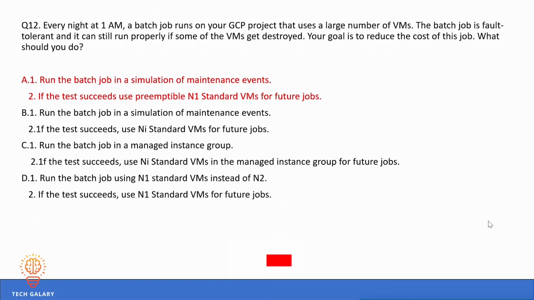Now let's take a look at option A. Run the batch job in a simulation of maintenance events. If the test succeeds, use preemptible N1 standard VMs for future jobs. Option A is correct because we will be making use of preemptible VMs, and these preemptible VMs can provide up to 80% discount over normal VMs if the workloads are fault tolerant. So our goal is to reduce the cost of this job. So for this scenario, option A is the correct one.